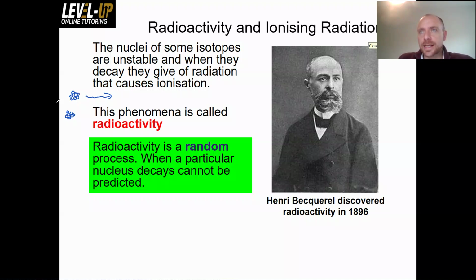Which one is going to decay is random. You do not know which one's going to decay. You know that it's going to happen at some point, but you don't know which one. It's like having 1,000 dice. If you roll them all, you wouldn't know which dice is going to roll a six, but you know that eventually, if you kept rolling them, they would all roll a six, but you don't know which one or when it's going to happen.